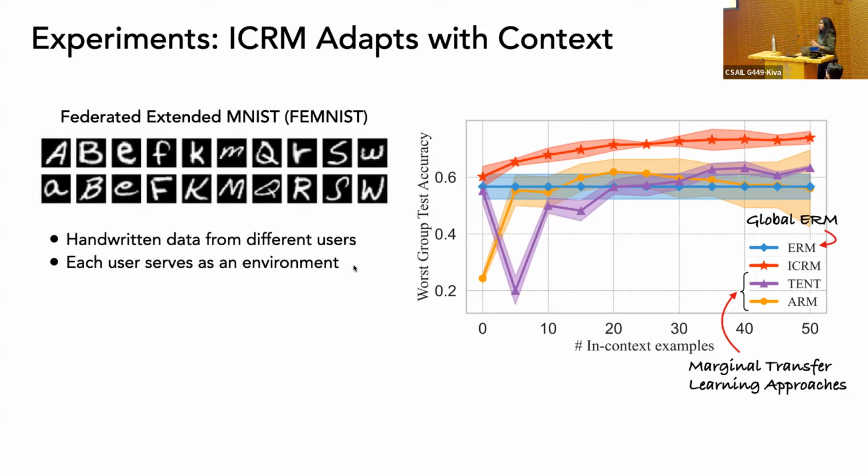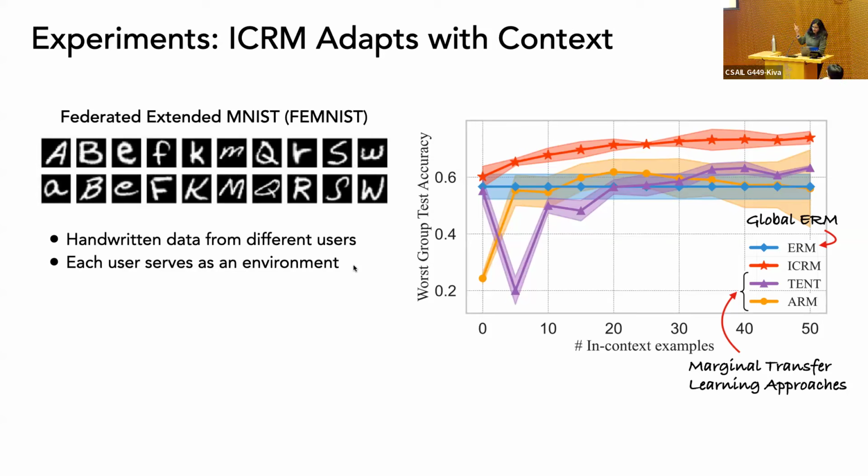And here we are looking on the right at the worst group test accuracy against the number of in-context learning samples. And I'm comparing 4 different methods here. The first is ERM, which is the global ERM we talked about, which just dilutes out all the information that a given environment has to give you. Then we have ICRM, which is our method of in-context risk minimization. Then we have 2 other methods of marginal transfer learning. One is TENT, which minimizes the entropy at test time. And the other is ARM, which is the method that we saw, which just averages the embedding of all the context samples that you have.